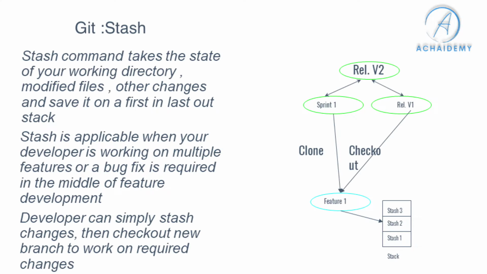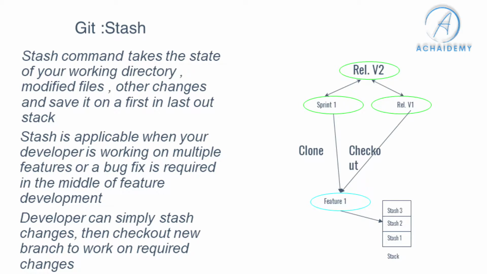In this video, we'll look into the Git Stash operation. The stash command takes the state of your working directory and any uncommitted changes and pushes it into a first in last out stack. Let's say you're working in a feature branch and you're halfway through your code changes for the feature. At this point, you receive a production bug which needs to be fixed immediately.